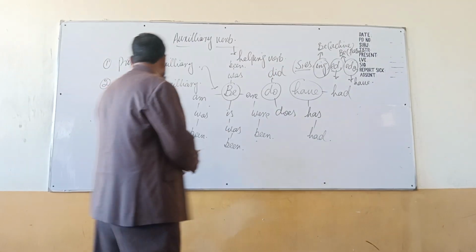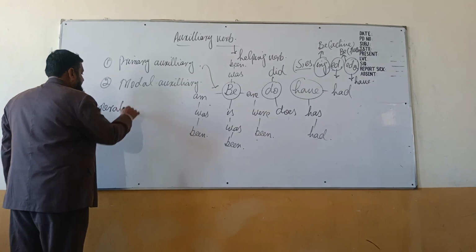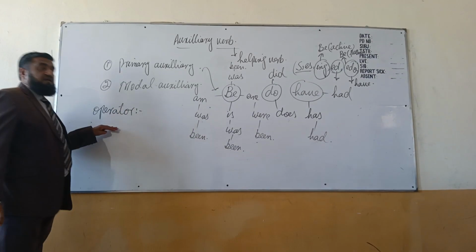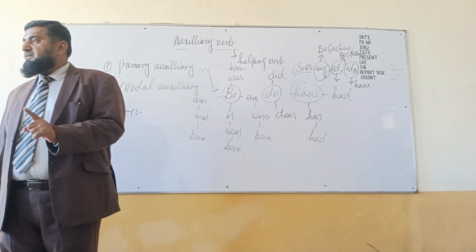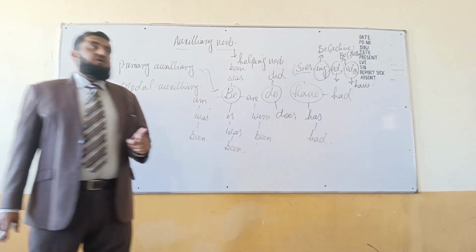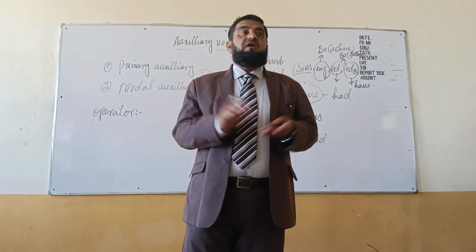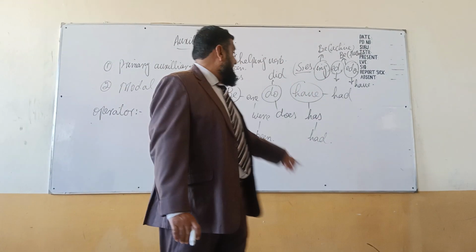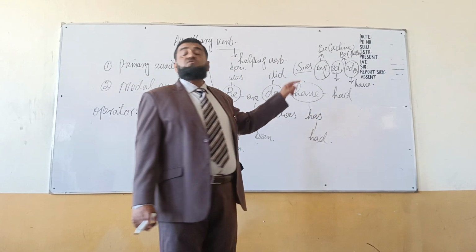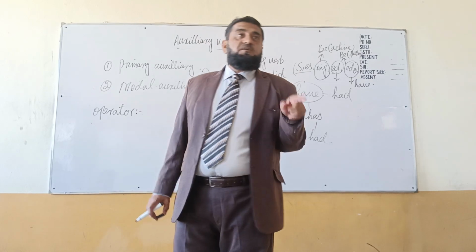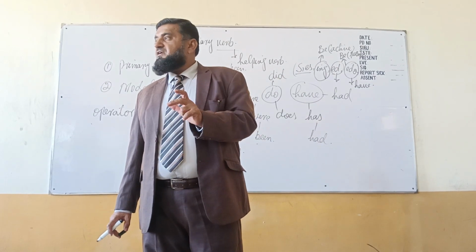So what is an operator? I will explain. An auxiliary which can change a sentence into negative or interrogative is called an operator. Here do is the operator, because it is only used for the purpose of changing a sentence into negative or interrogative.